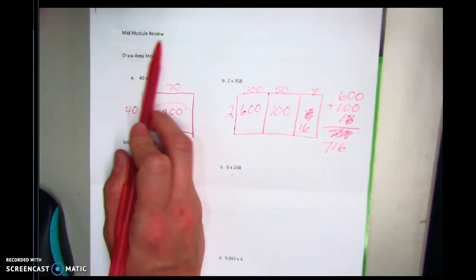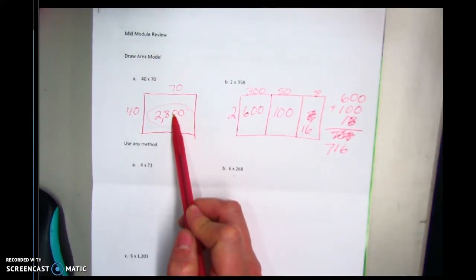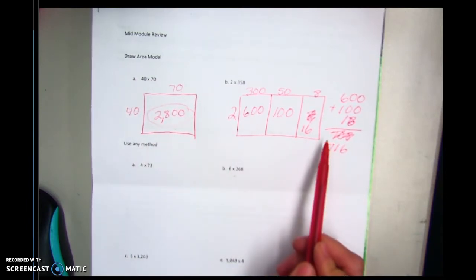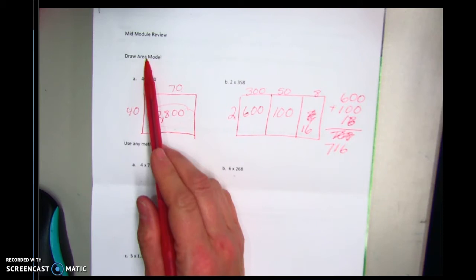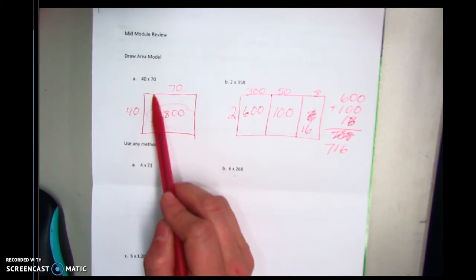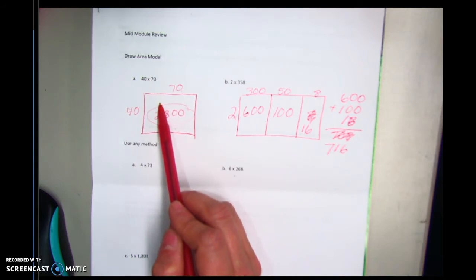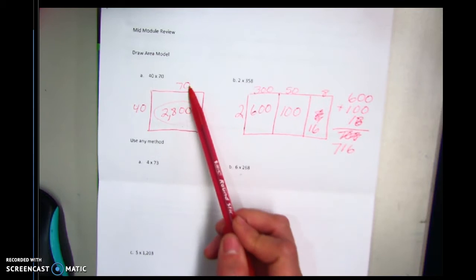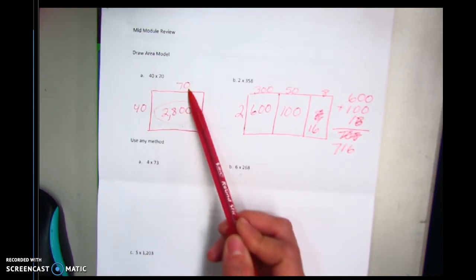So this is the mid-module review. We've talked just a little bit about these two area models. In order to get these two problems correct, you have to have the area model where we've modeled it in boxes. You could go ahead and do the individual units, but the problem has to be solved using the area model. This problem focuses on your rules of zeros.